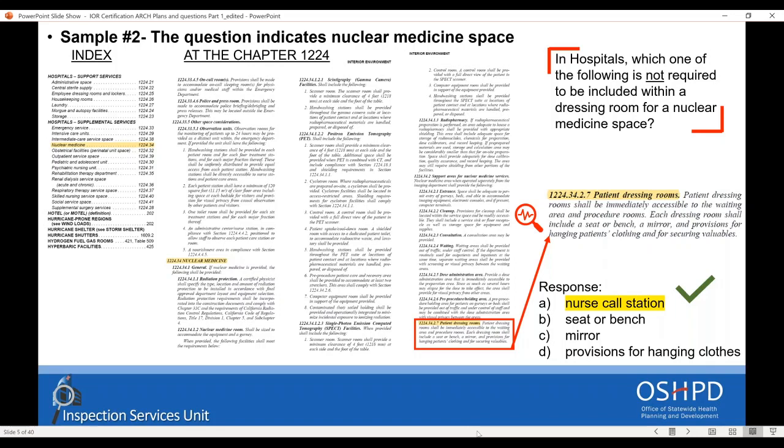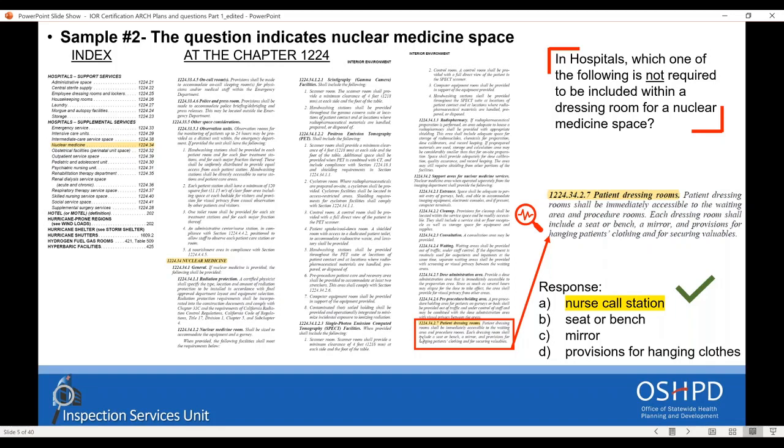The section 1224.34.2.7, and I don't know, Caesar, if the people can see my cursor running around, refers to patient dressing room requirement. You can see that the seat or bench is required. A mirror is required, so it's not the answer, and provisions for hanging patient clothing is required as well. Therefore, it's not part of the answer.